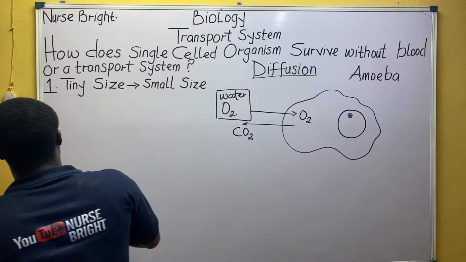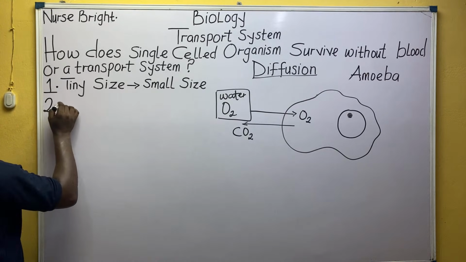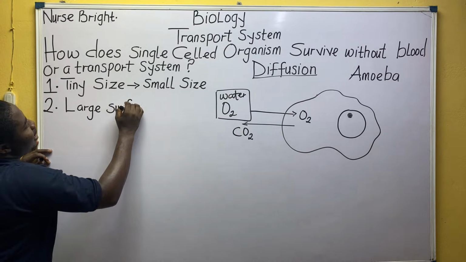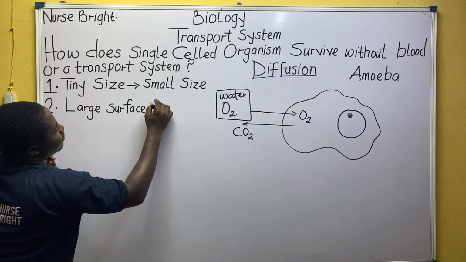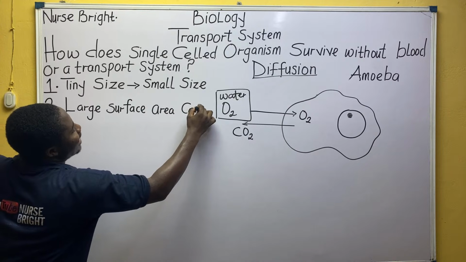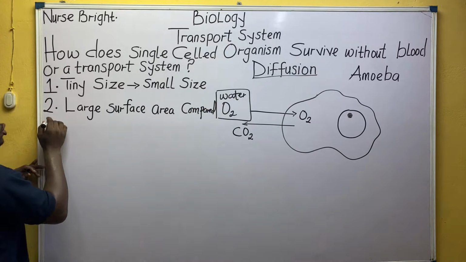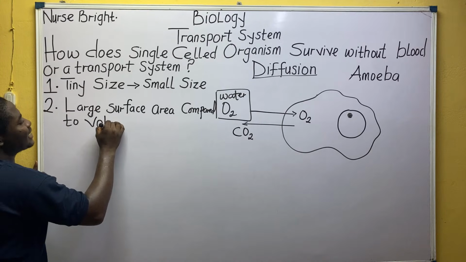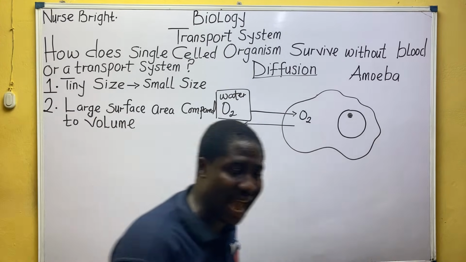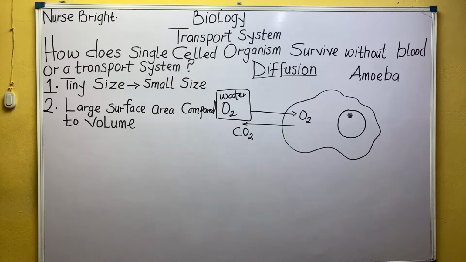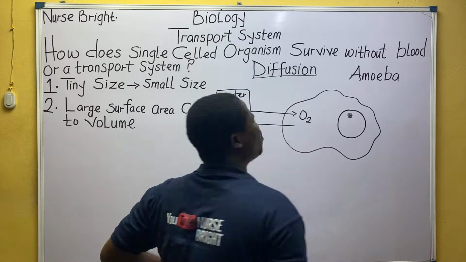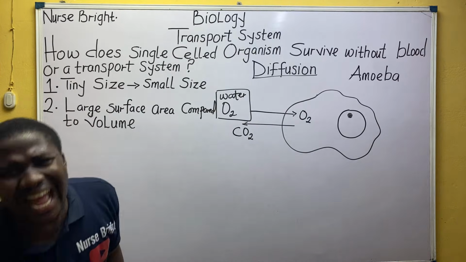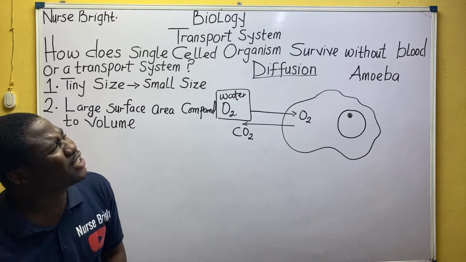So number one is what we call a large surface area compared to volume. Class, pay attention. This is very important. I want you to understand every part of this class, that's why I'll take my time. These small organisms have a large surface area compared to volume. I did not mix my words. They have a large surface area compared to what? Volume. Class, pay attention to what I just said.